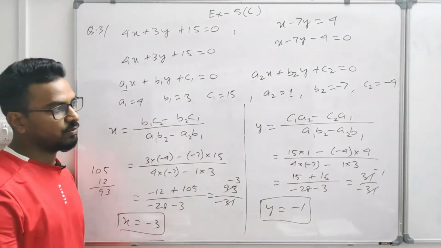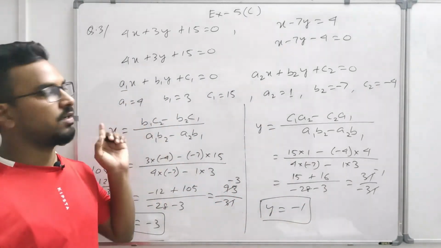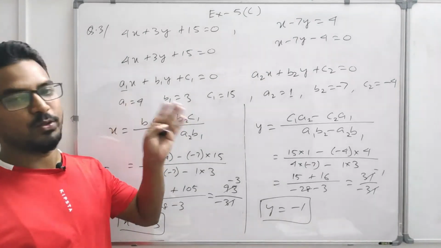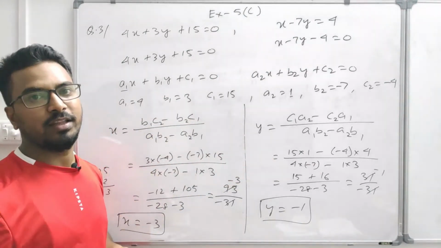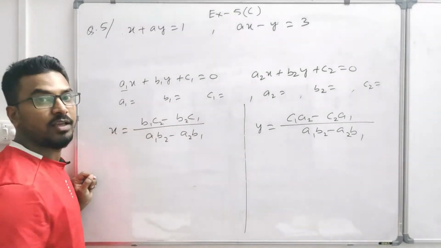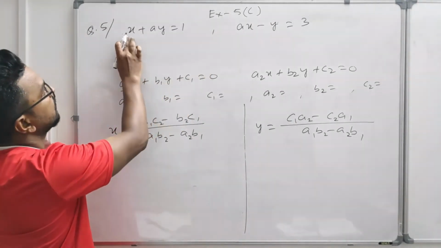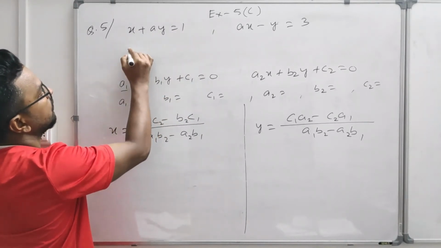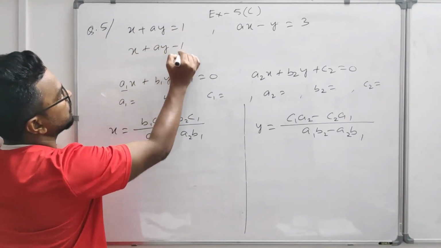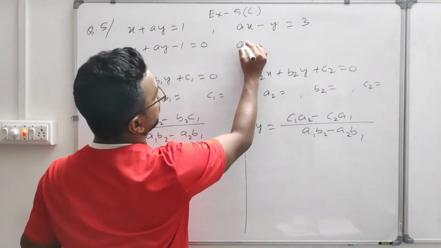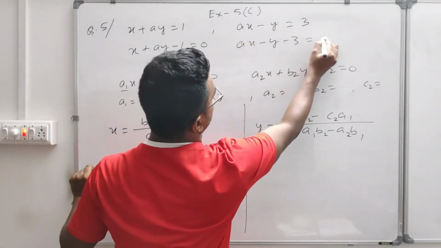Okay, very simple. You just replace the value of a1, b1, c1, a2, b2, c2 in that formula. You will get the value of x and y. Next we will move to question number 5. So the question is given like this. So you just bring this one to the left hand side, you will get x plus ay minus 1 equals to 0. This one, ax minus y minus 3 equals to 0.